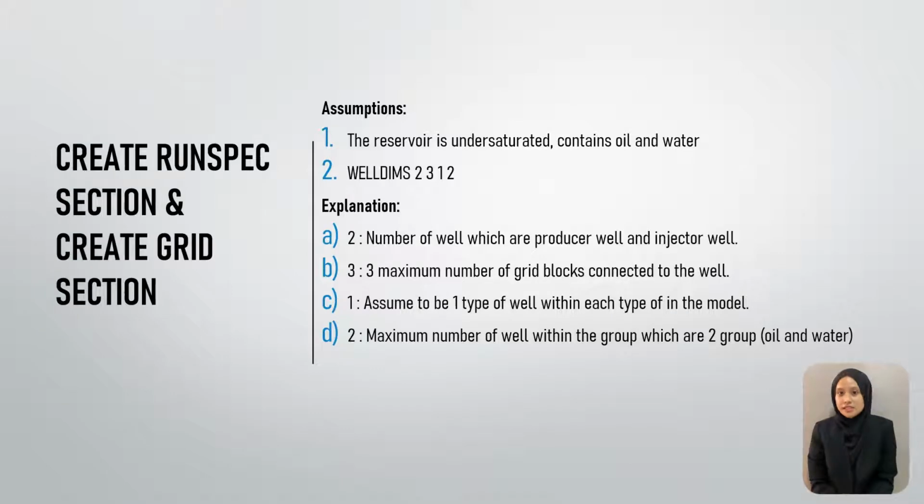For the first section, which is to create the RUNSPEC section and the GRID section, assumptions are made. The first one is that the reservoir is undersaturated, which contains oil and water, and the well dimension is 2, 3, 2, 1. The explanation for the well dimension: the 2, the first number, means the number of wells, which are a producer well and an injector well. The 3 means the maximum number of grid blocks connected to the well. The 1 is assumed to be one type of well within each type of the model. And the last one, the 2 in the well dimension, means the maximum number of wells within the group, which are 2 groups, oil and water.